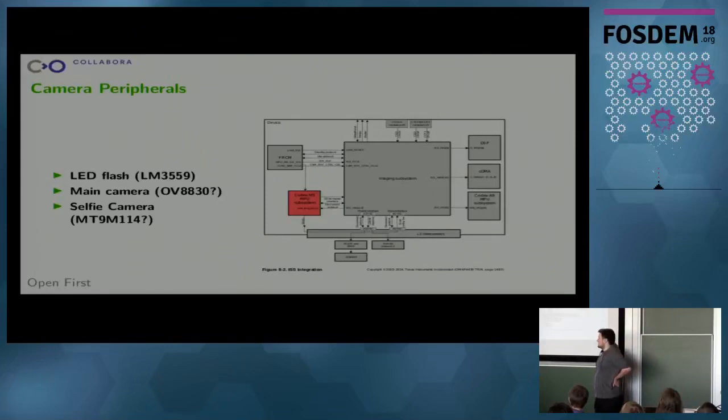We know the LED flash chip just by, well, trying to check the registers, reading their values, and comparing it to datasheets that are public. So we pretty well know that it's an LM3559, because the reset state of all the registers is exactly the same. And we assume that the main camera and the selfie camera are those chips listed here. We don't know for sure because we have not yet managed to speak with those chips at all with the mainline kernel so far. So there's lots of work to be done here.